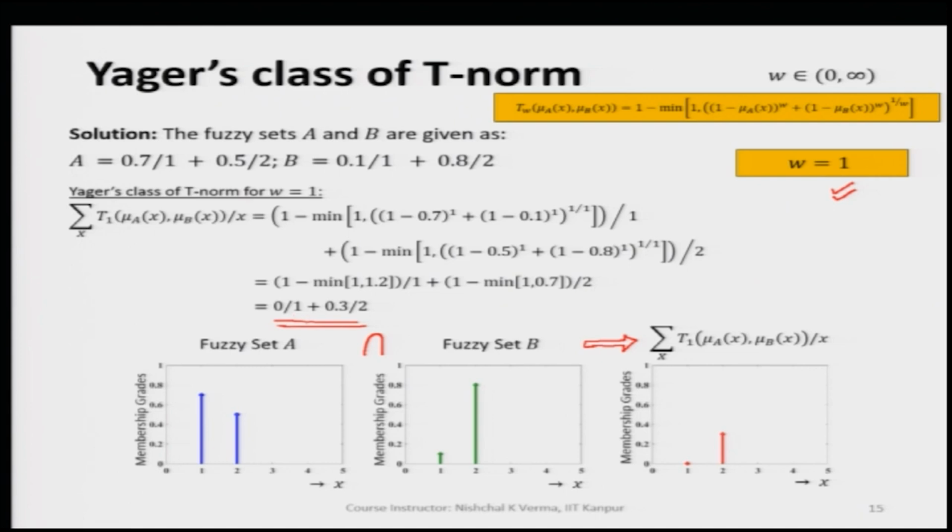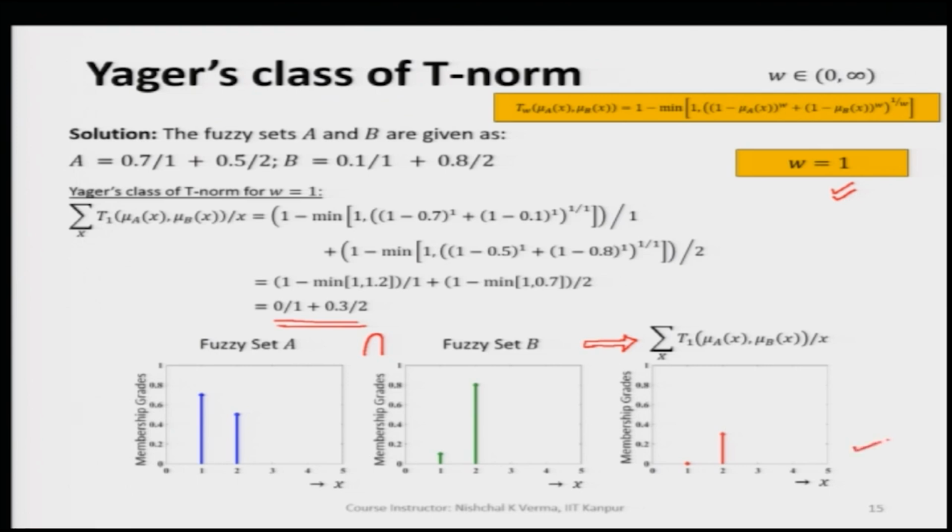So, you see that when we take the Jaeger's class of T norm, we get the resultant fuzzy set whose elements are 0 by 1 plus 0.3 by 2. As I already mentioned, one of these elements has 0 membership value. So, it is shown here, but it need not be included while writing the discrete fuzzy set of the resultant of fuzzy set A and fuzzy set B.